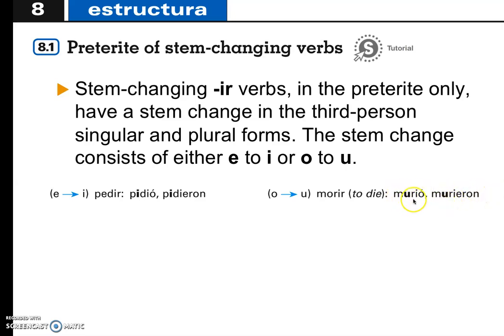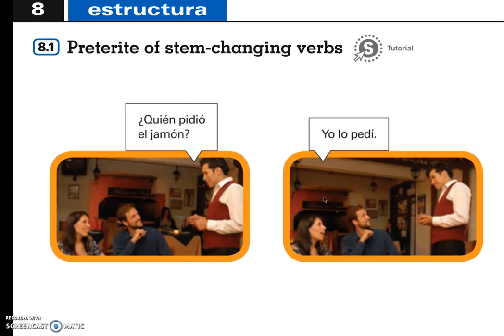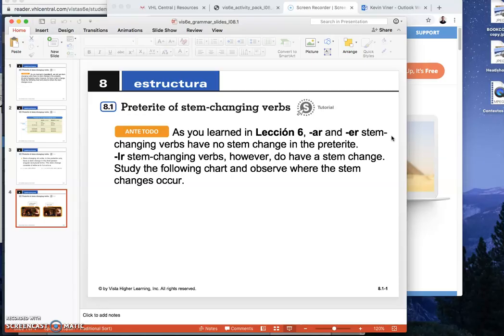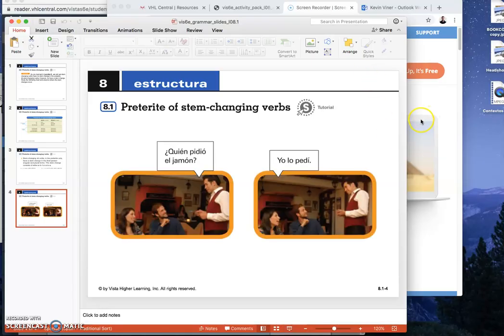So for instance, if you wanted to say I died, you wouldn't do the stem change. You say morí, right? Morí. So you keep the O, all right? Keep that in mind. Here are a few examples. ¿Quién pidió el jamón? So notice the stem change. Yo lo pedí. No stem change because it's the yo form. And that's it. So this one's actually quite short.